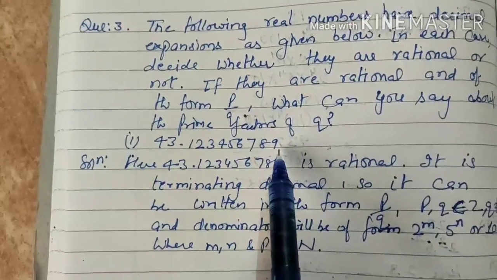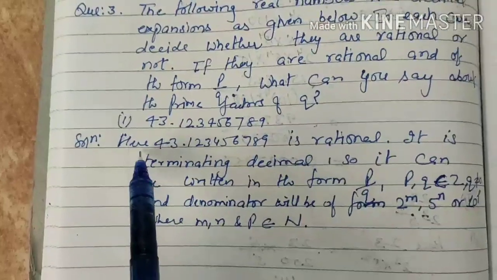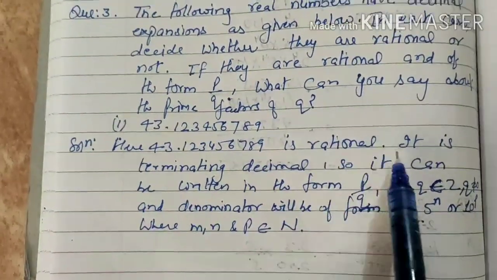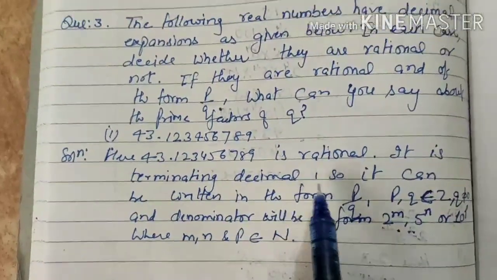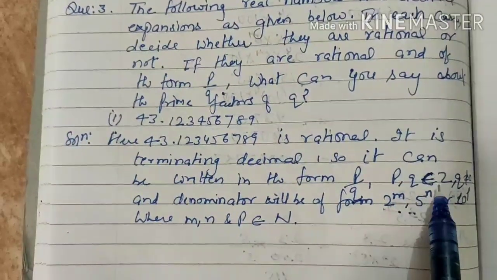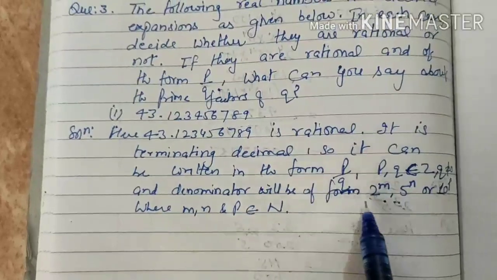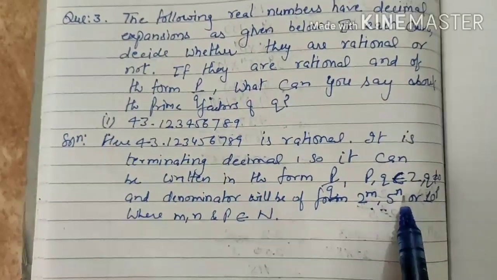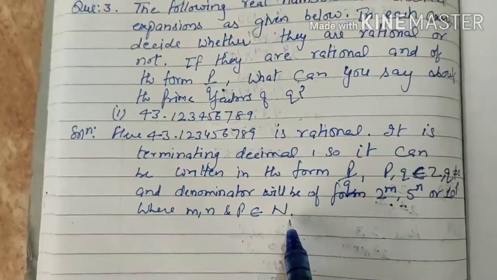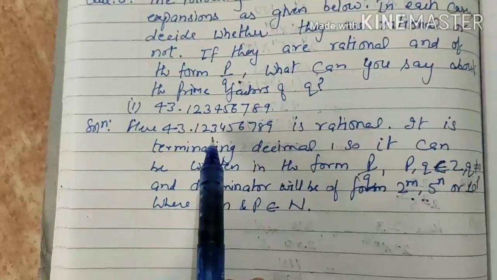As you can see here, after 9 there is no digit, so this will be a terminating decimal expansion. So here 43.123456789 is a rational number and it is a terminating decimal expansion. So it can be written in the form of p by q, where p and q are integers and q is not equal to 0, and denominator will be in the form of 2 raised to power m, 5 raised to power n and 10 raised to power p, where m, n and p belong to natural numbers.